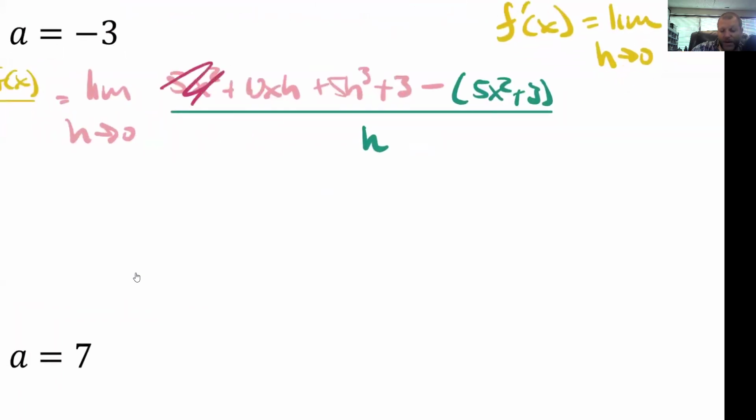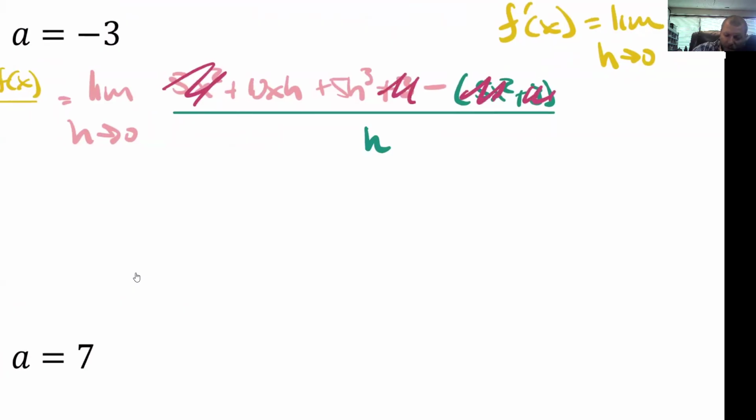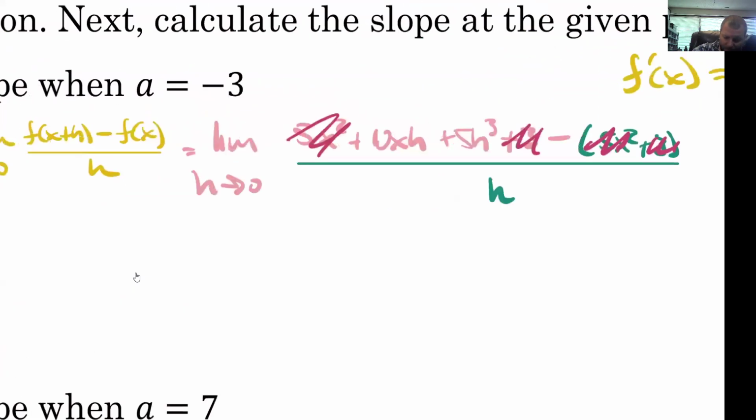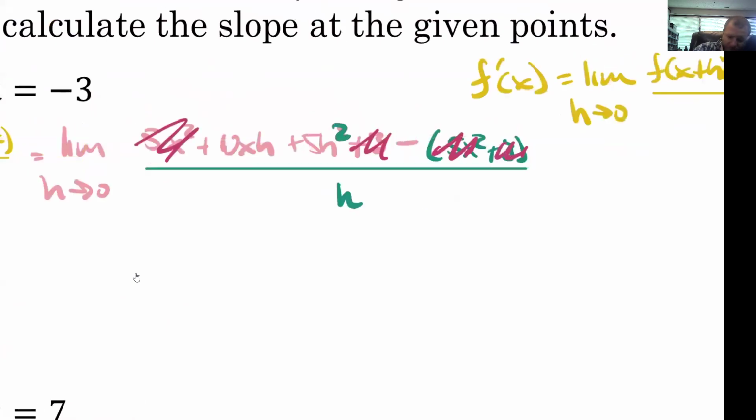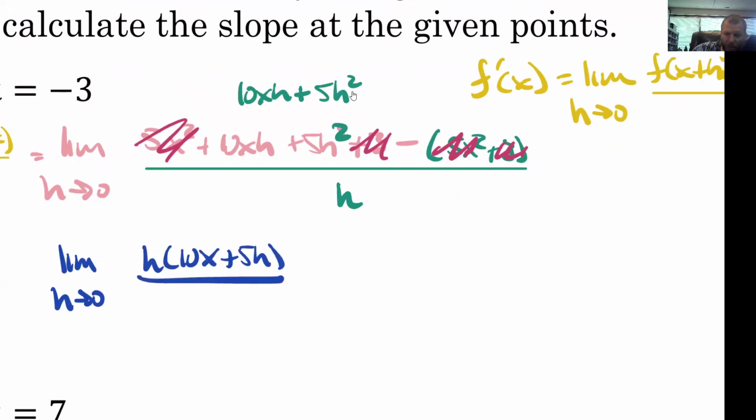This 5x squared and that 5x squared cancel. This 3 and that 3 cancel. So in the numerator, we now have 10xh plus 5h squared. There's an h that appears in both of these, so we can factor it out. We have the limit as h approaches 0 of h times 10x plus 5h, all over h.